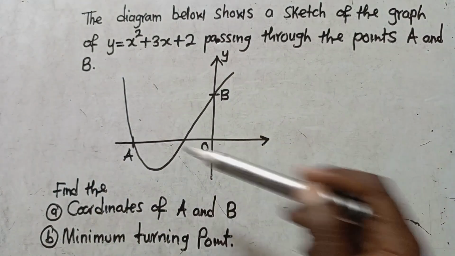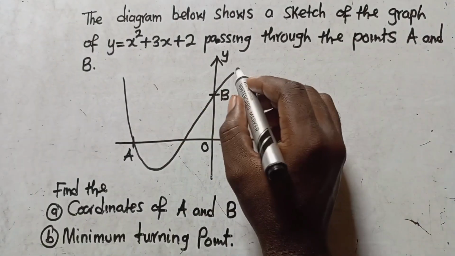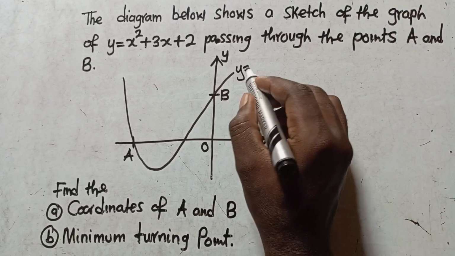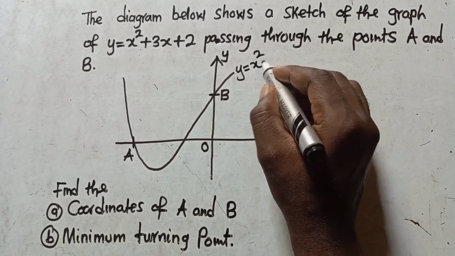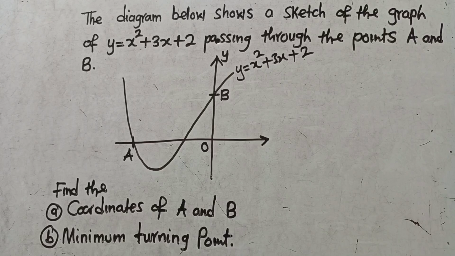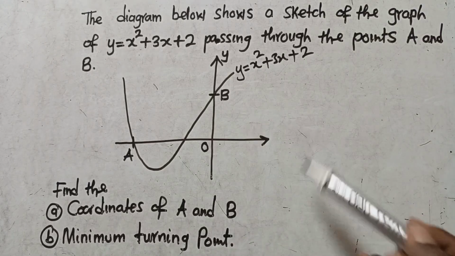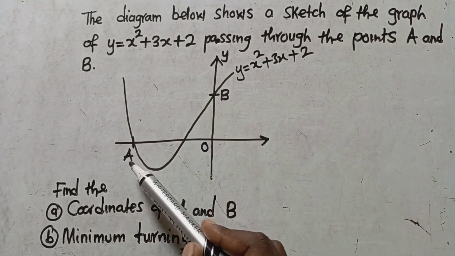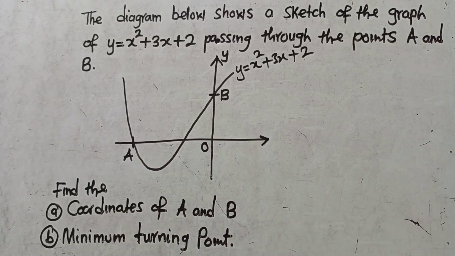So this is a graph. The name of this graph is y is equal to x squared plus 3x plus 2. That is the name of the graph. So now the first question is saying find the coordinates of A and B. They want you to find the coordinates of A and B. How can you find these two coordinates?